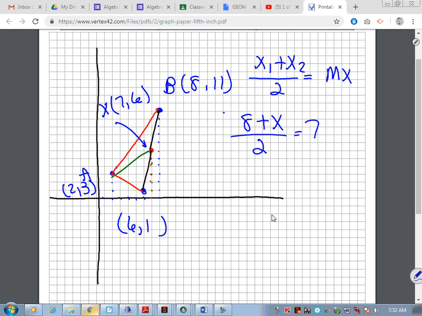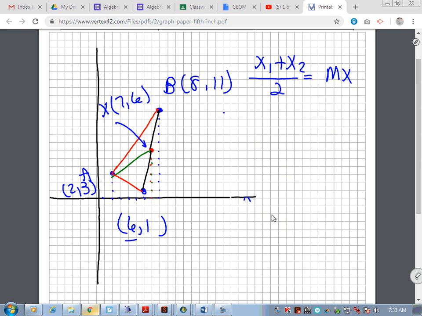All right, and I'm going to multiply by 2 on both sides, okay? And I'm going to get 8 plus x equals 14. Then I'm going to subtract 8. So I'm going to get x equals 6. And you'll notice that that matches that right there. Then I would do the same thing with the y coordinates.